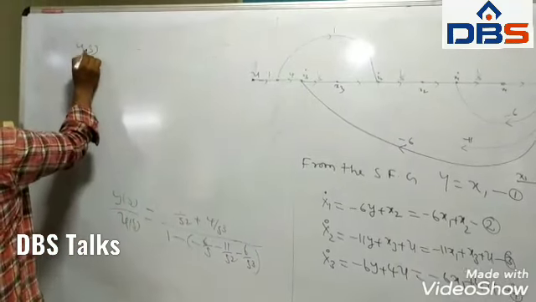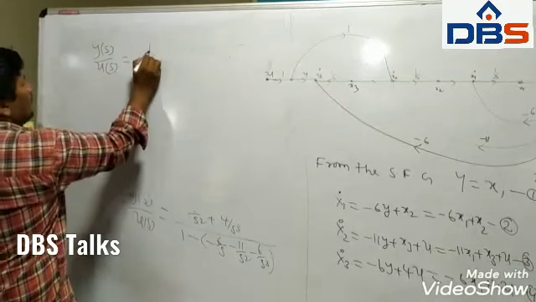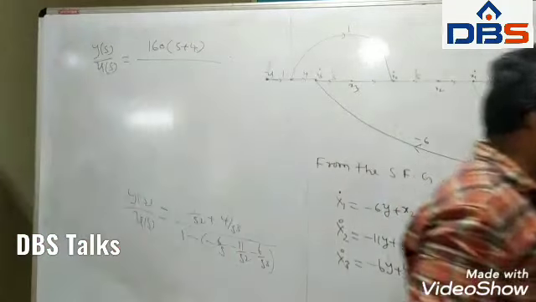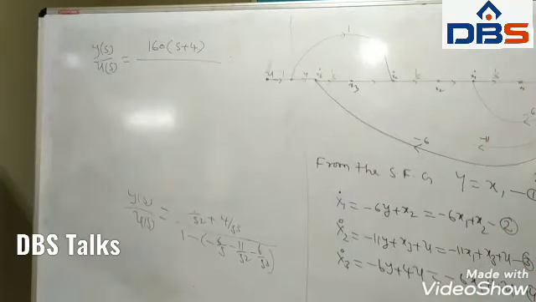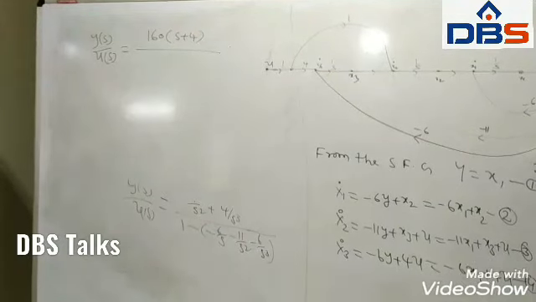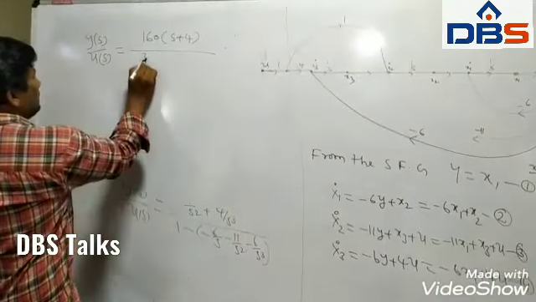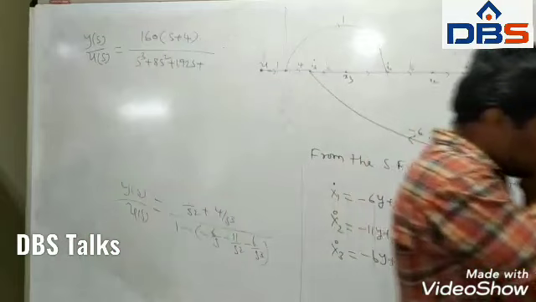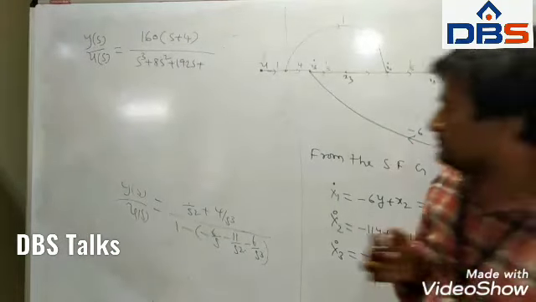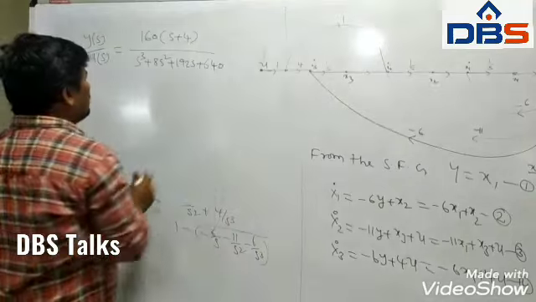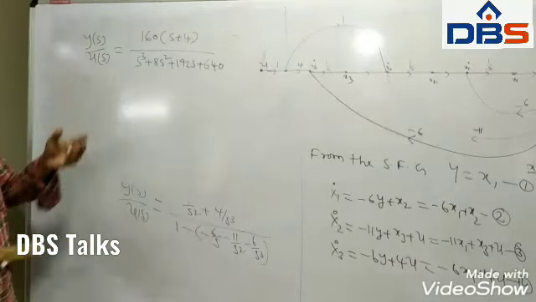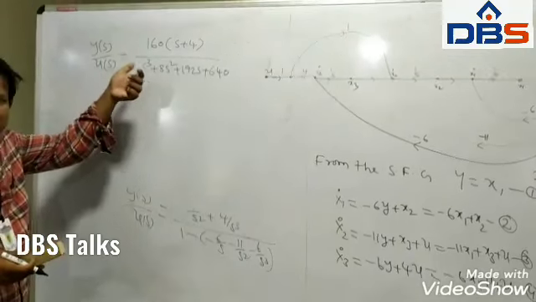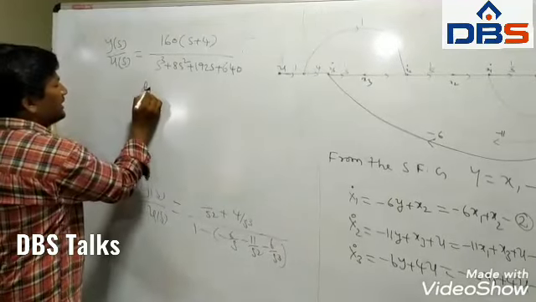y of s by u of s is equal to 160 into s plus 4 by s cube plus 8s square plus 192s plus 640. This is the other problem. Now for this we have to determine the state model. As usual, observe the highest degree of the given transfer function. Here s cube, that is 3, is the degree. So divide the numerator and denominator.